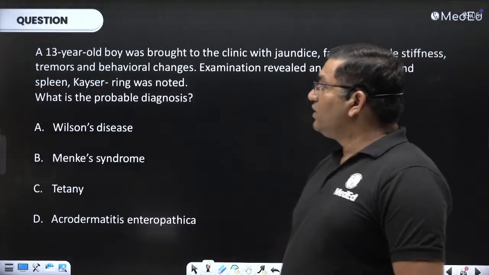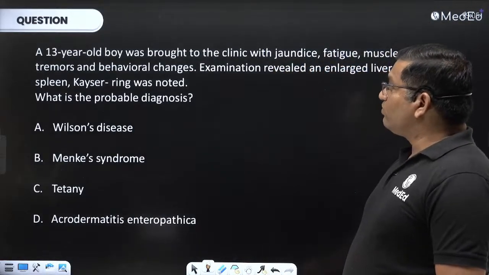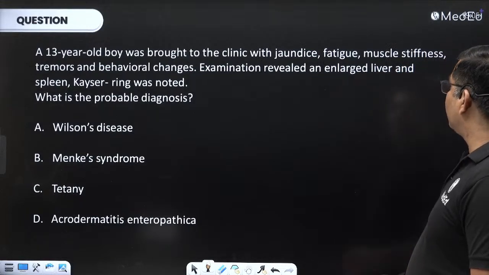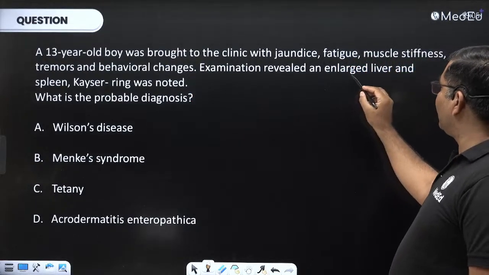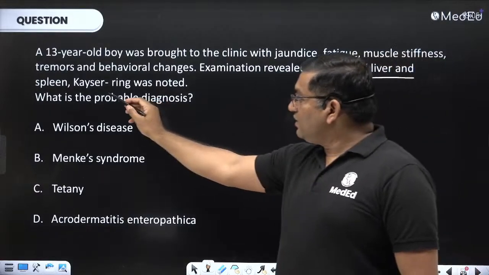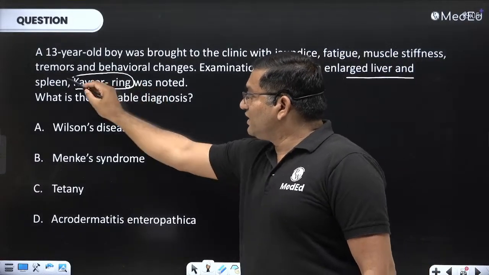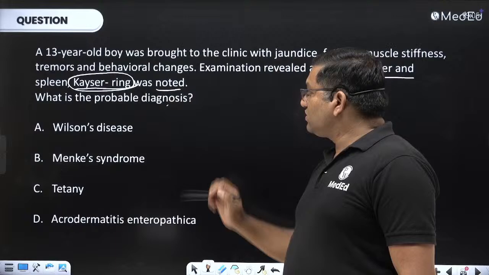The next one: a 13-year-old boy was brought to the clinic with jaundice, fatigue, muscle stiffness, tremors, and behavioral changes. Examination revealed an enlarged liver and spleen, and a Kayser ring was noted. What is the probable diagnosis?